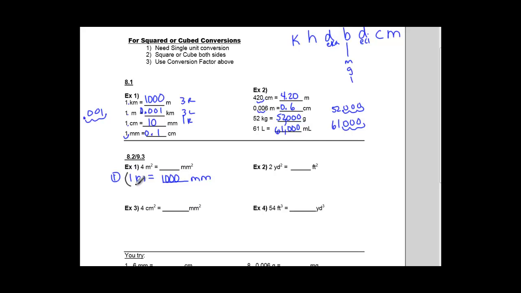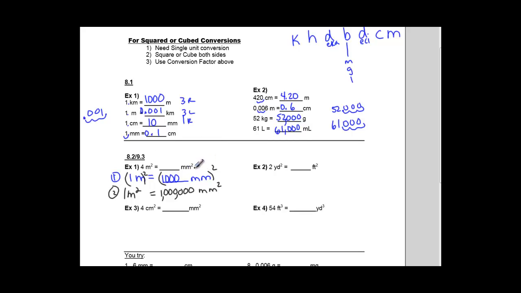Now we're going to square both sides, which would mean that we would have found that 1 square meter is equal to, and when I square this, 1,000 times 1,000, I'm going to end up with 6 zeros, which gives me 1,000,000 square millimeters. So now we want to convert 4 square meters to square millimeters.